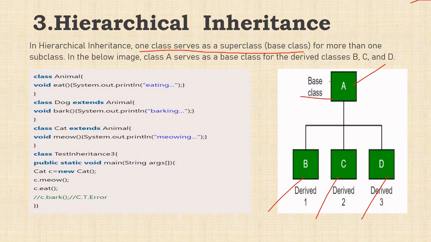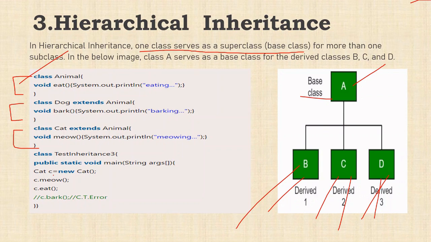Here is an example: an animal class with eating, a dog class that extends the animal class, and a cat class that extends the animal class. There is only one base class, which is the animal class, and two derived classes, the dog class and the cat class. It is the same as here: one base class, and derived classes B, C, and D.